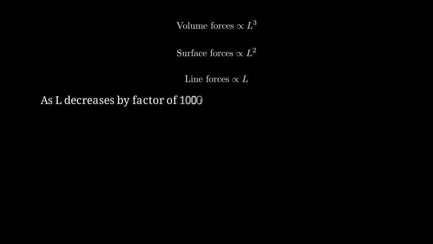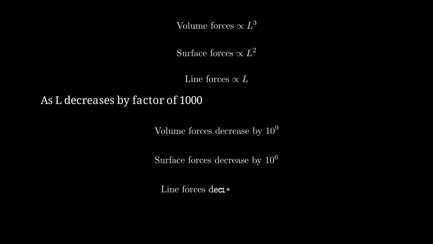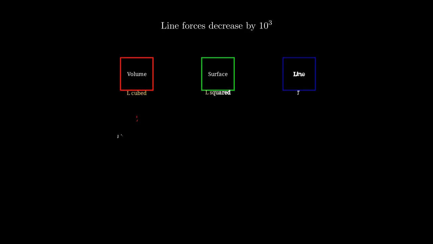As the length scale decreases by a factor of 1,000, moving from millimeters to micrometers, volume forces decrease by 10 to the 9th power, a billion-fold reduction. Surface forces decrease by 10 to the 6th power, a million-fold reduction. But line forces only decrease by 10 to the 3rd power, a thousandfold reduction. Different forces scale differently. Volume forces plummet fastest, surface forces are in the middle, and line forces decrease least, shown by arrow thickness.